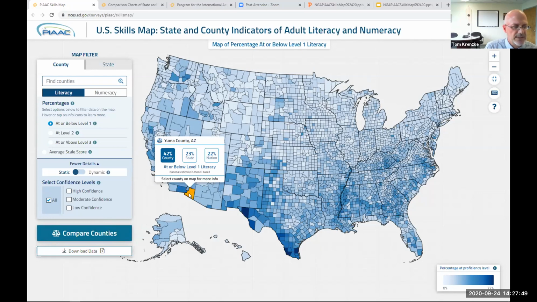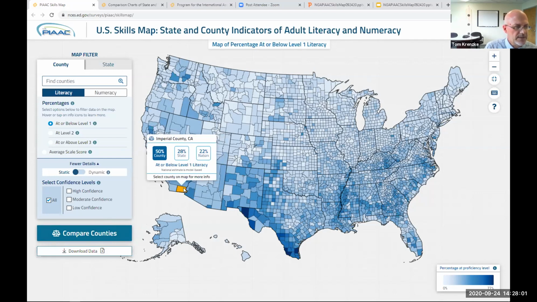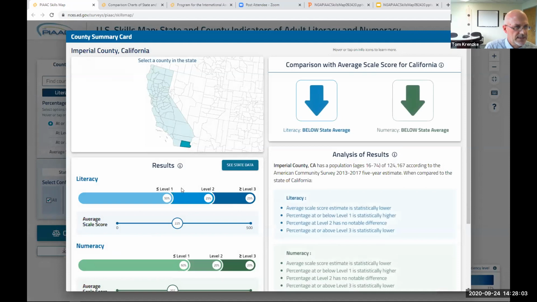And both of these have very low literacy, as shown here, 50% for Imperial and 42% at or below level 1 for Yuma. And clicking here on Imperial, you get the county summary card, and they have over 100,000 population, and Yuma does as well. And when we get the statistical test here against the state average, it shows the average is below the state average.